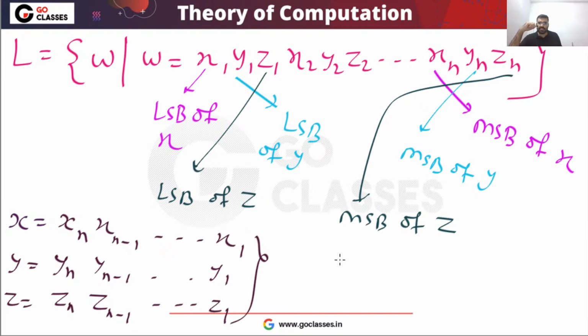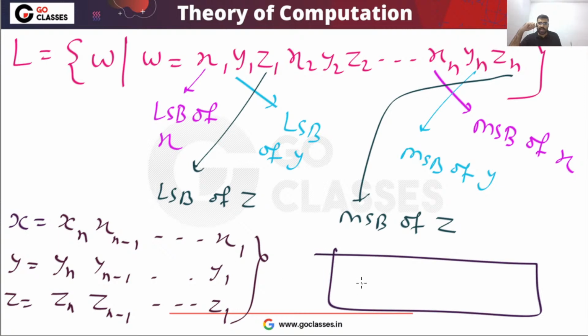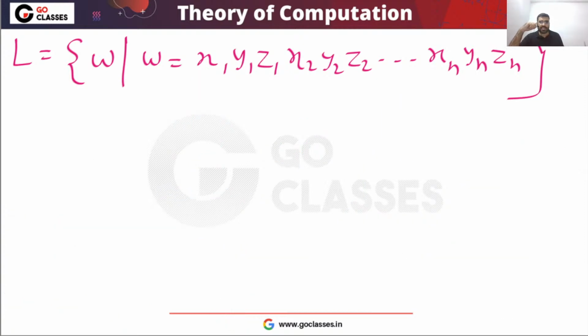The question is saying that x plus y should be equal to z. Okay, so let's try to understand the question. What is the question saying? In the question, which type of strings?